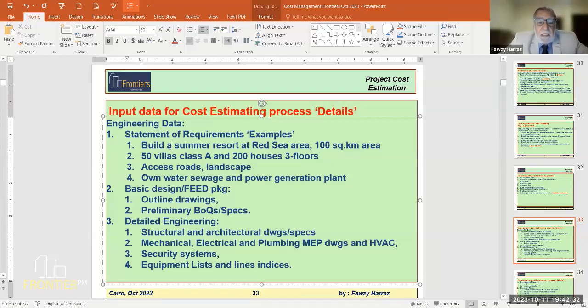Basic design and FEED package. Basic design and FEED are the same. I mean, in civil infrastructure, they say basic design. In process and power, they use the FEED. FEED is the front-end engineering design. Outline drawings and preliminary BOQs and specification. Detailed engineering, we have all these discipline drawings here.